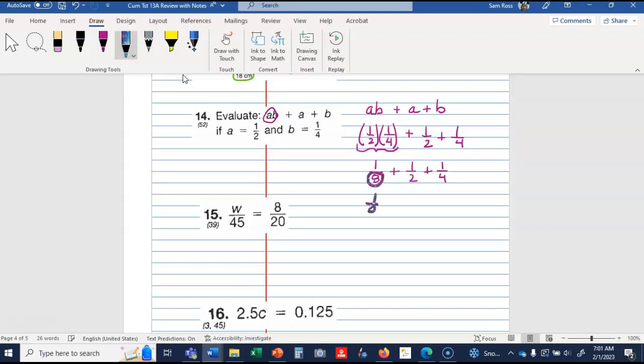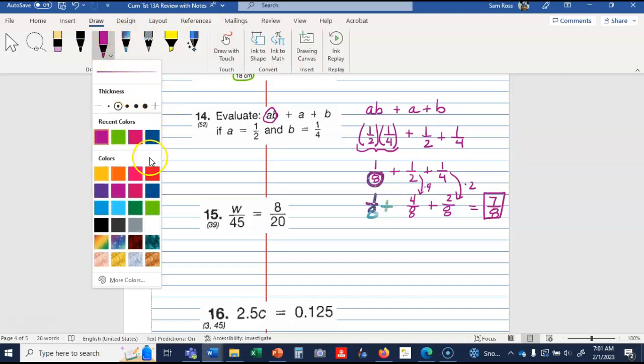So I have 1/8 plus, I'm loving this galaxy, but it's not going to work for me. So I need this to be 8 and this to be 8. So this is times 4. 2 times 4 is 8. 1 times 4 is 4. This is times 2. 4 times 2 is 8. 1 times 2 is 2. So now I have 1 plus 4, which is 5, plus 2, which is 7. So my answer is 7/8.